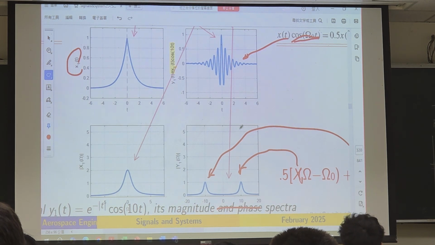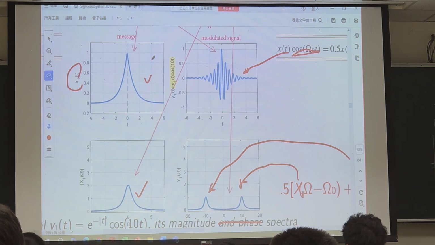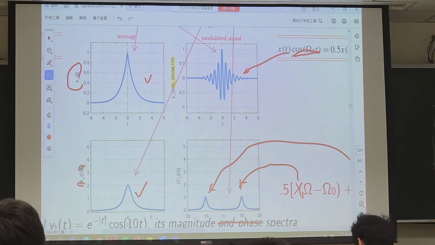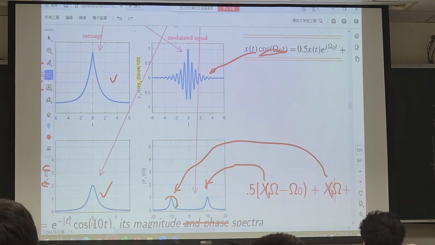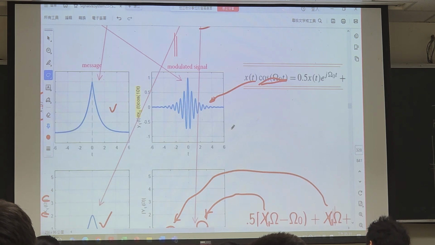And then if we look at the frequency response, this one is the frequency response of x1 of t, the original message. We can see only the magnitude, so here is the magnitude. Now, if we take the Fourier transform of this modulated signal, we will see two components. One is at 10 radian per second. Okay, what does that mean?